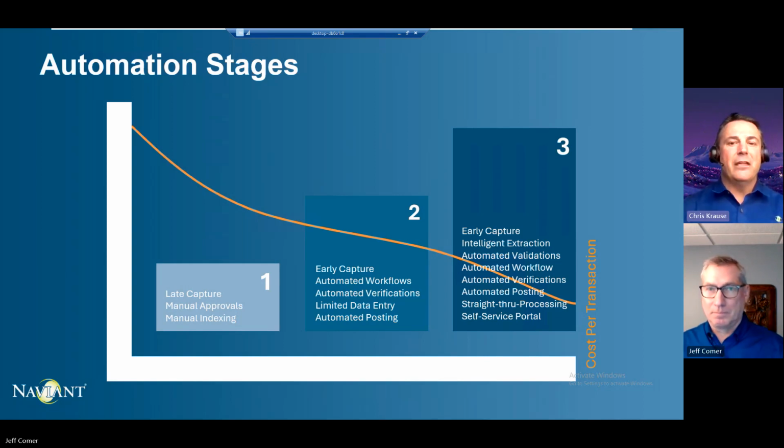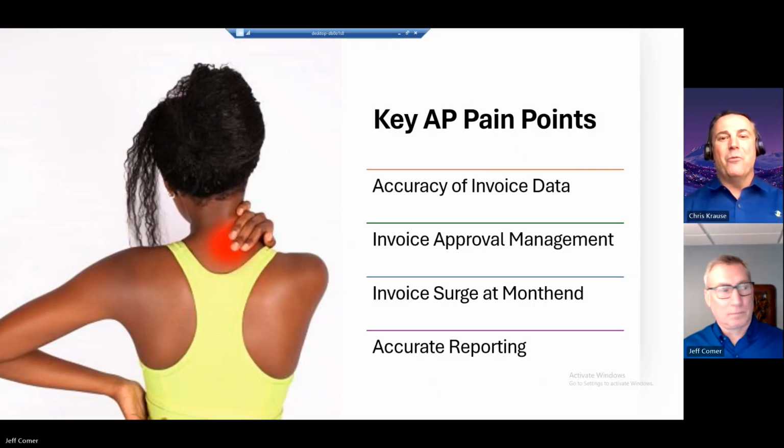So in order to achieve those automation stages, let's talk about what some of those pain points are. These are the top 4 that we hear all the time, and Jeff tries to demonstrate and show you each and every day. First one is accuracy of the invoice data. If you're manually keying, you definitely have some inaccurate data in your system. Invoice approval management. Getting the approvals for invoices can be very problematic, especially if you're still doing manual routing or managing it in email, because email is cluttered and troublesome.